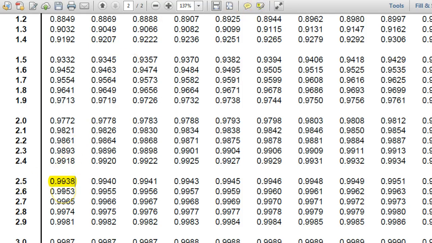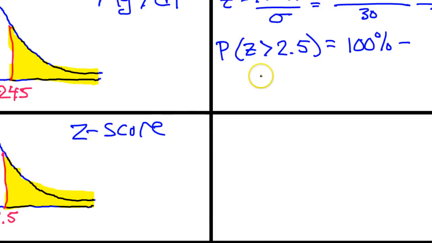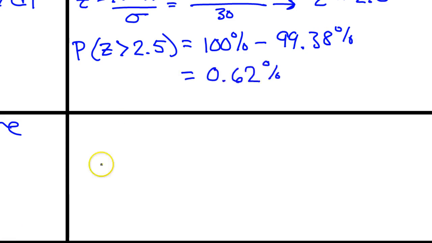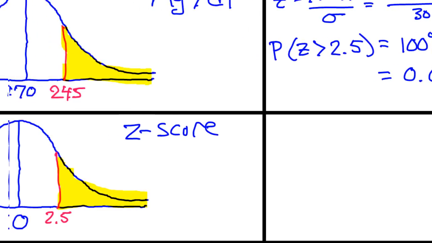Alright, so that is 99.38%. Okay, so I'm going to do 100 minus 99.38%. So that is 0.62%, less than 1%. It's a very small amount.